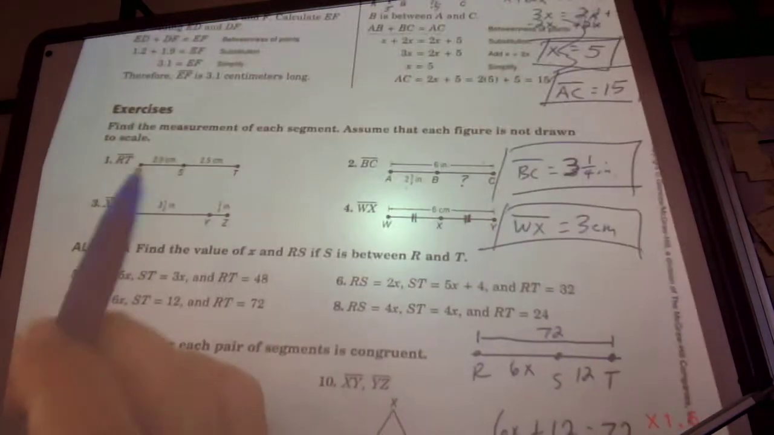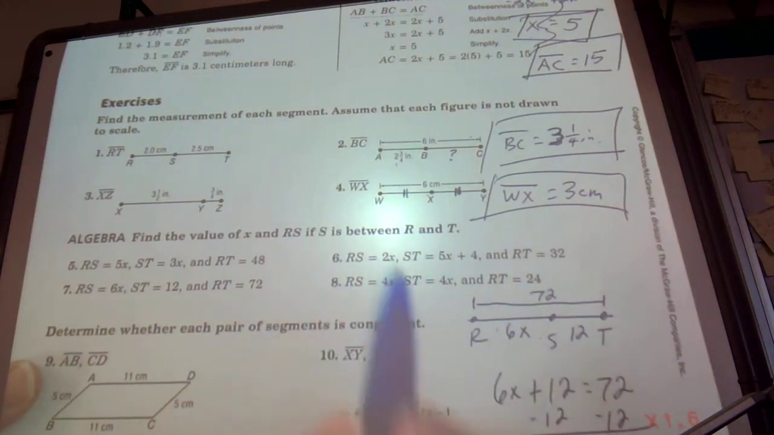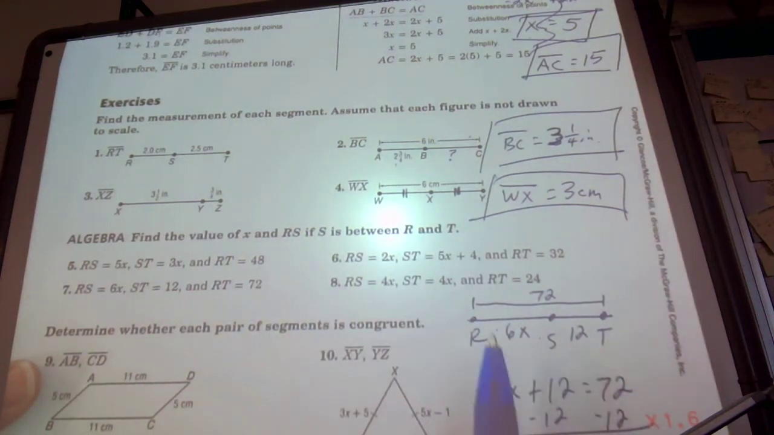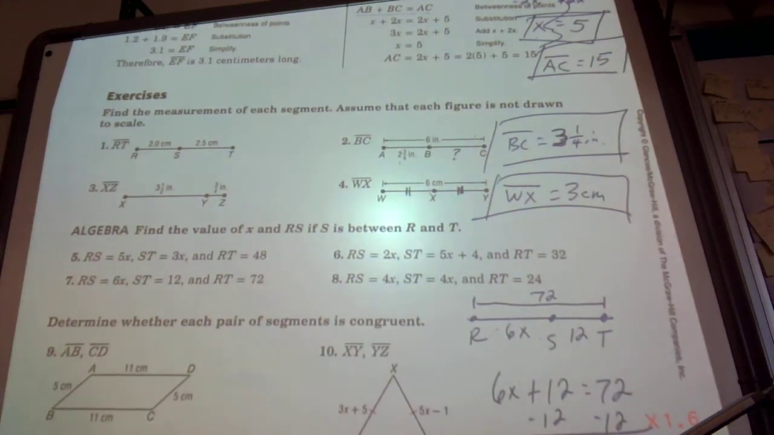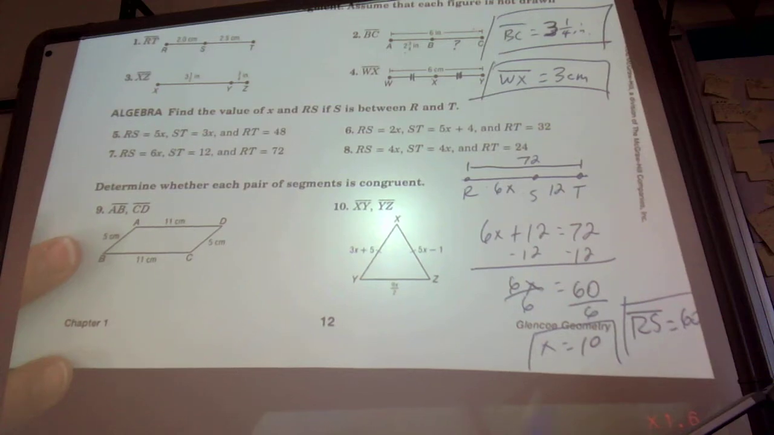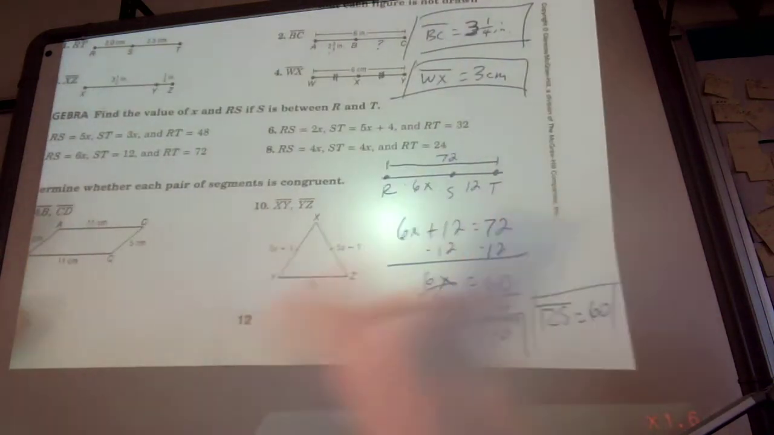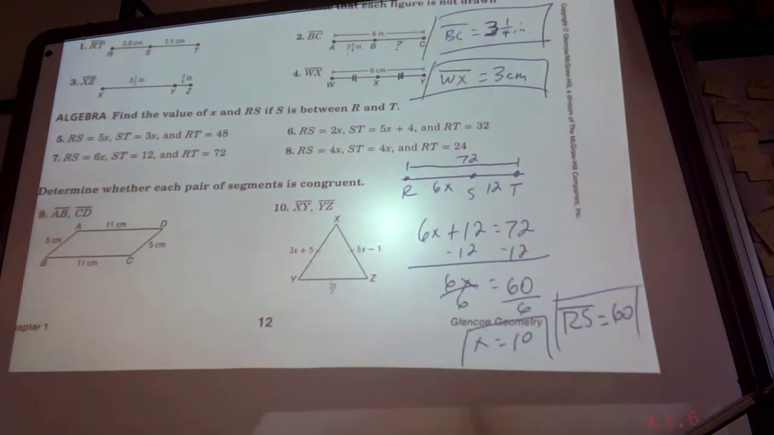All right, jumping down here to finding the value of X and RS if S is between R and T. So I came down here and drew line segment RT, and then I've got S in between them. Do I have it drawn accurately? I have no idea. What if those segments are congruent? I don't have it drawn accurately at all. All I've done is put S between R and T. That's all I know, all right? In fact, like on number 8, if RS and ST are both 4, I didn't draw this picture well for that. I have to redraw it.